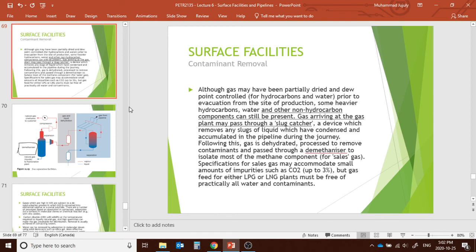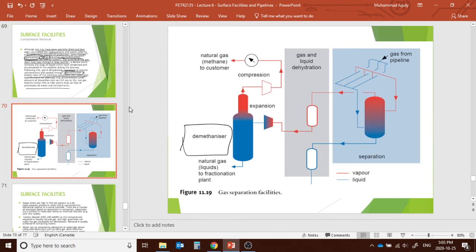Although gas may have been partially dried and the dew point controlled prior to evacuation from the wells to the production site, some heavier hydrocarbons, water, and maybe some non-hydrocarbons are still present. So we should use a demethanizer to isolate most of the methane components from the sales gas, so that it can be practically free of water and contaminants. This is how the demethanizer actually works. We expand, compress, and you get the natural gas.